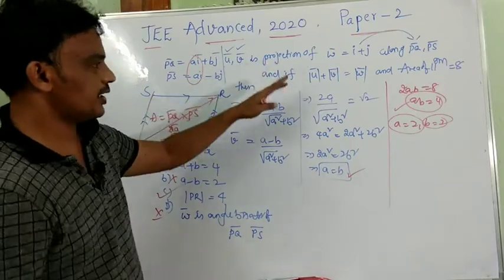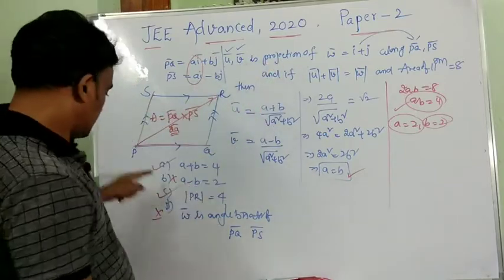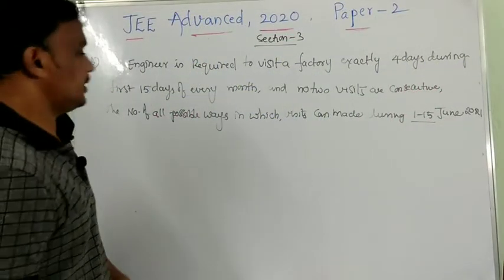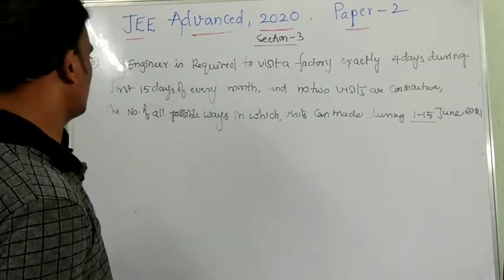So in terms of vectors, this was one of the easy problems. A and C will be the options. Yes, from section 3, a very simple question. So let us see.